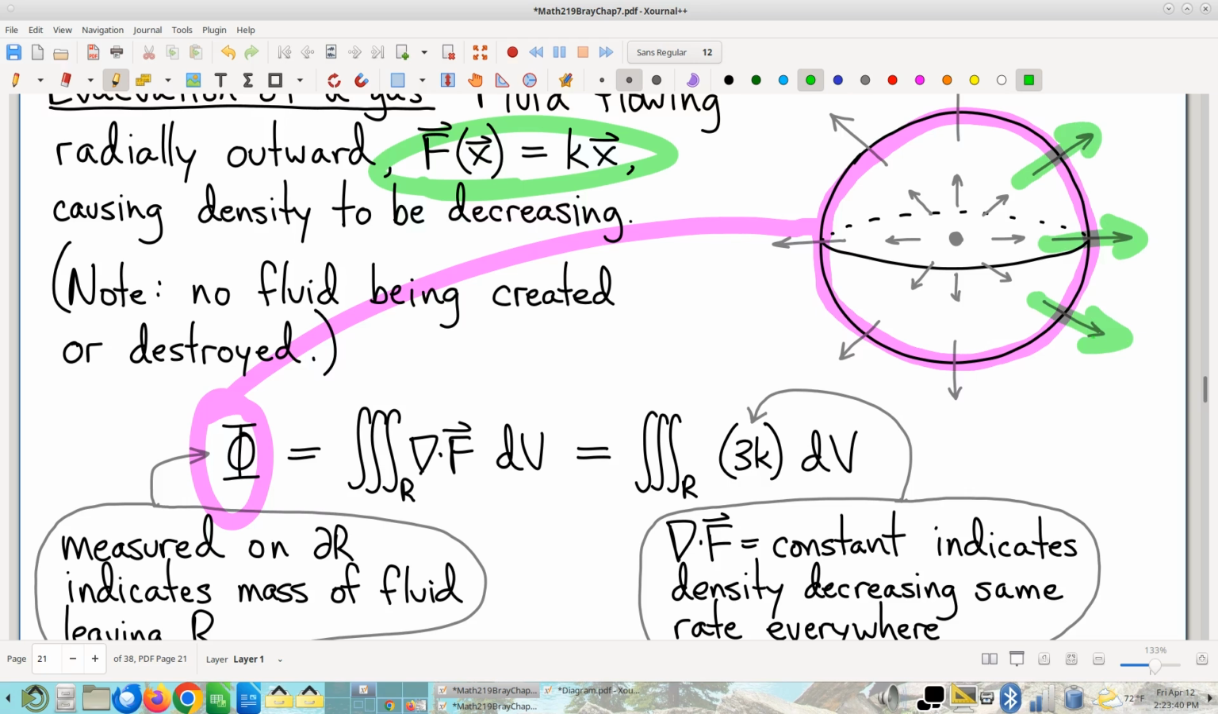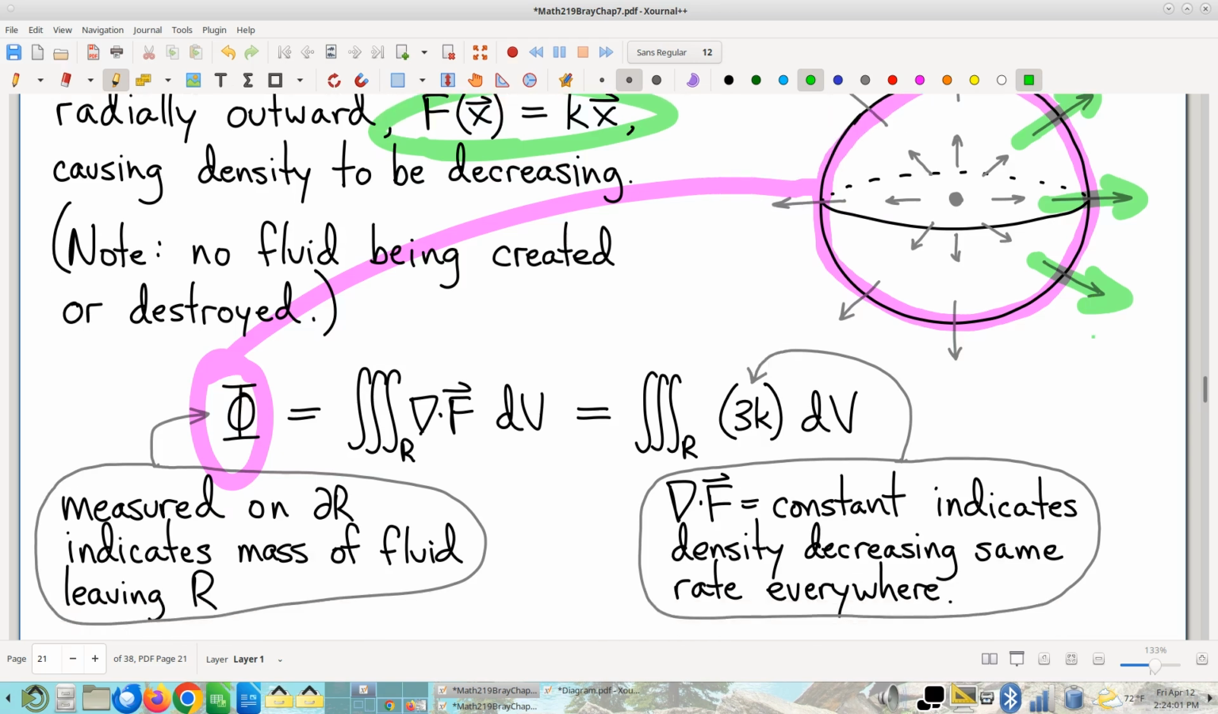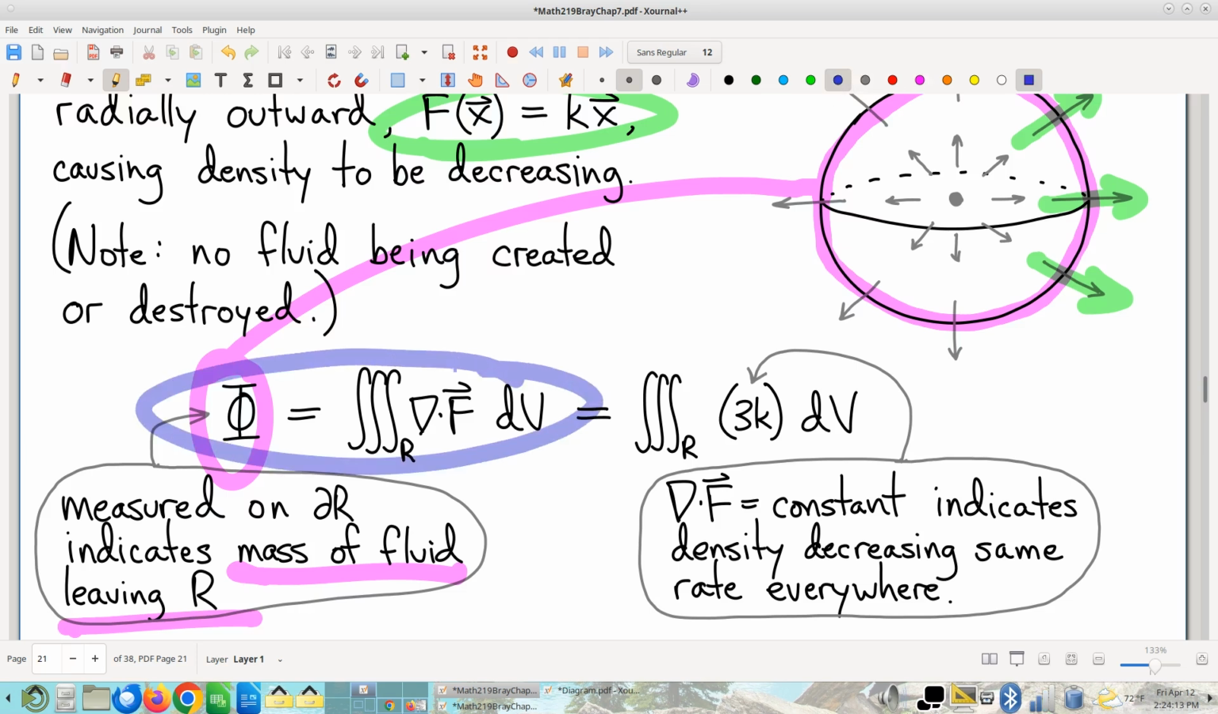And what is this flux computing? Well, it's computing how much gas per unit time is flowing out of our little imaginary purple sphere. So how much gas is leaving from the inside, from this ball? All right, so let's write this down: the amount of mass of the fluid that's leaving your solid interior. Now writing down the divergence theorem. There it is, the divergence theorem.